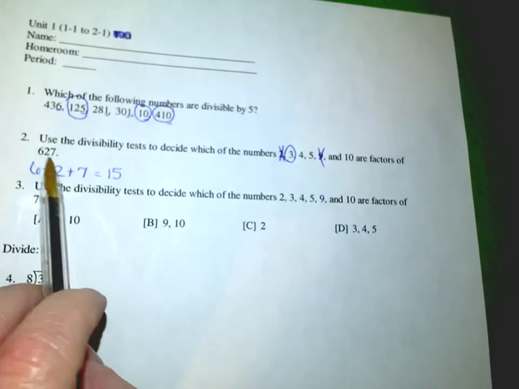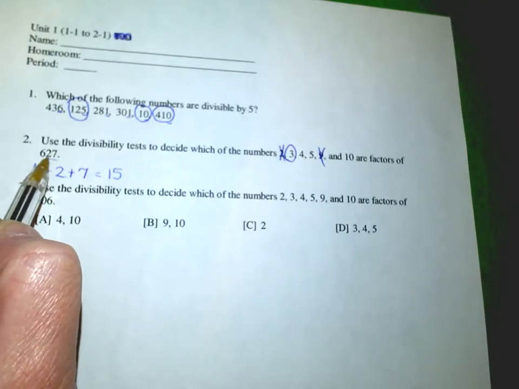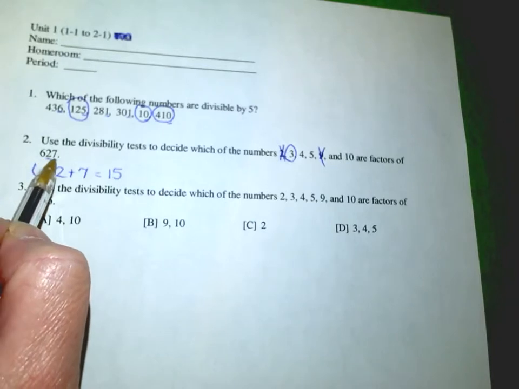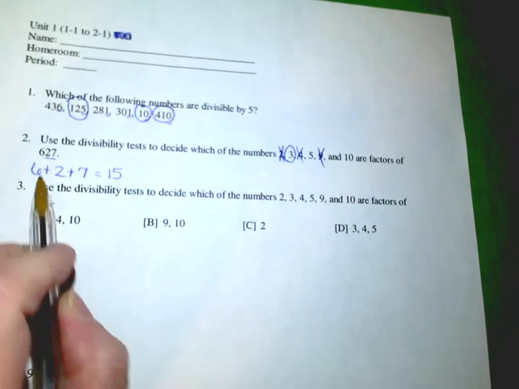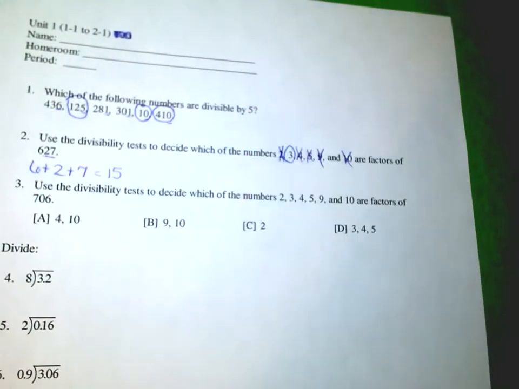The rule for 4: if the last 2 digits are divisible by 4, then the number is divisible by 4. But 4 doesn't go into 27 evenly, so 4 is out. The last digit is 7, so 5 and 10 are out. So the only answer was 3.